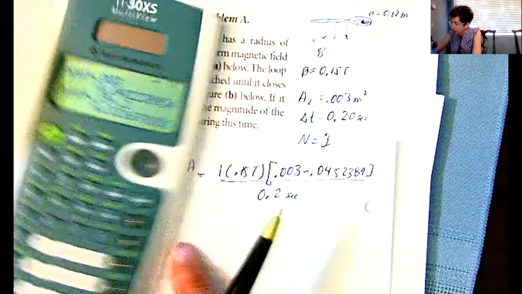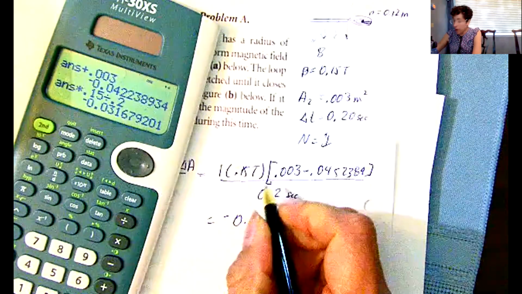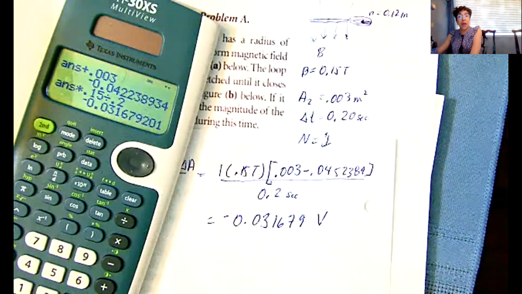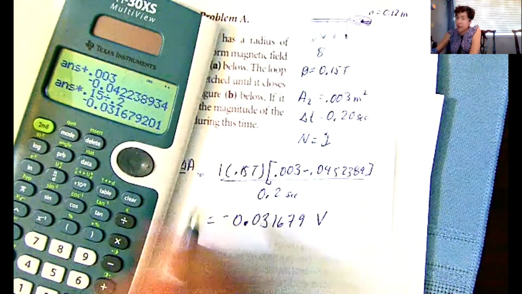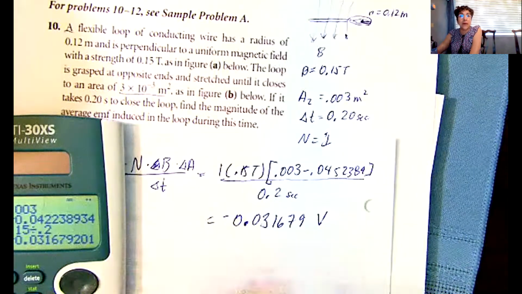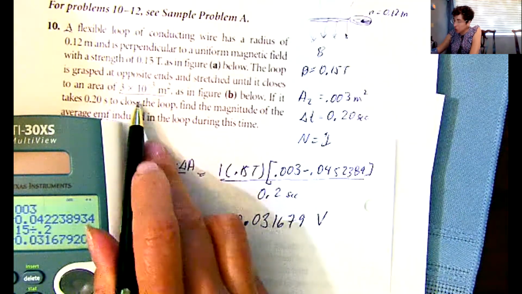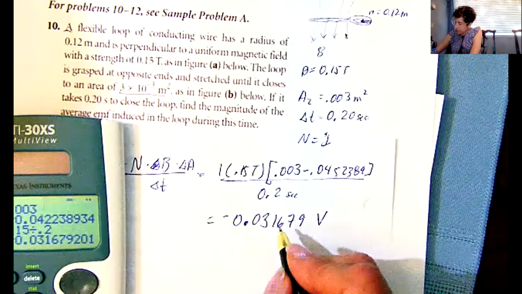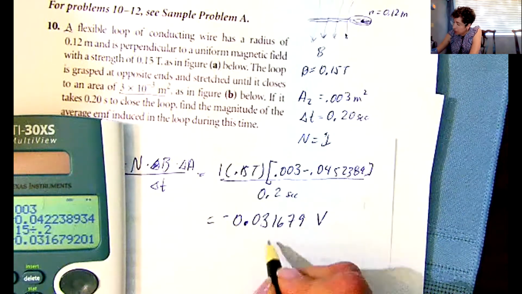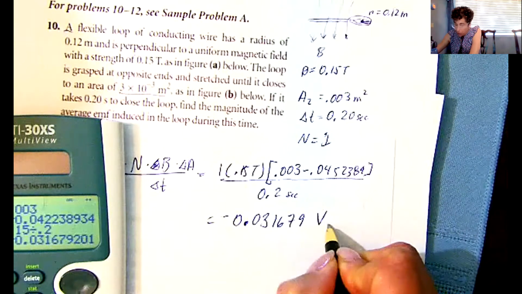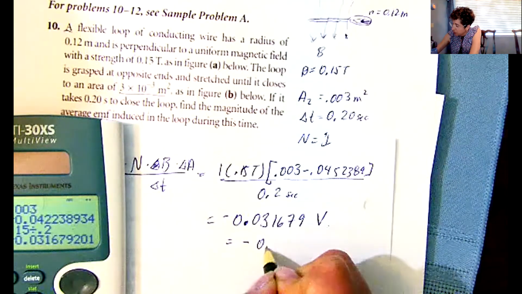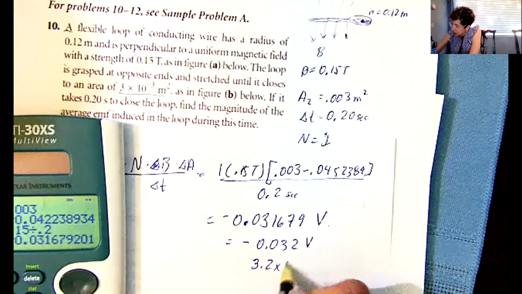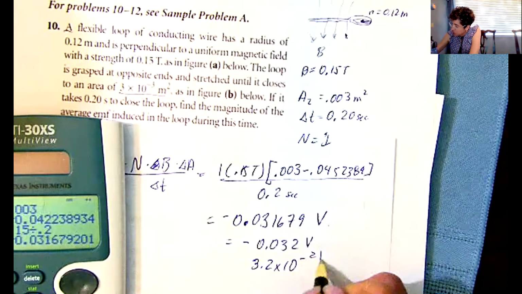And I get a negative 0.031679 volts. Okay, so let's look at our significant figures. One probably here, 2 there, so 1. So we could say 0.03, but I always take an extra, so I'm going to give it 2. You could say negative 0.032 volts. Or we can say 3.2 times 10 to the negative 2 volts.